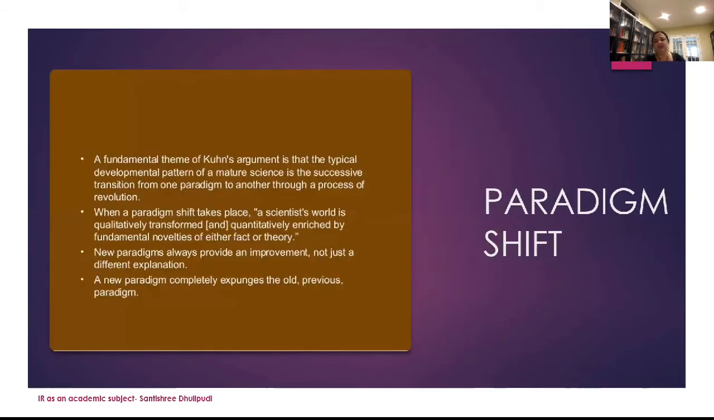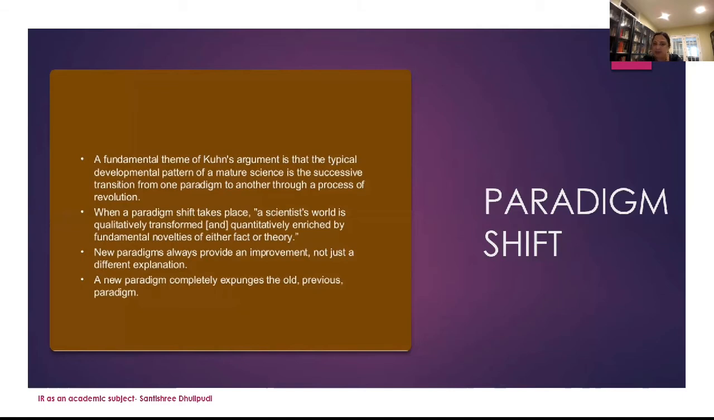See, Thomas Kuhn basically brings in a concept that we use now very commonly in international relations theory, and that is the concept of paradigm shift. The fundamental theme of Kuhn's argument is that the typical developmental pattern of a mature science is the successive transition from one paradigm to another through a process of revolution.